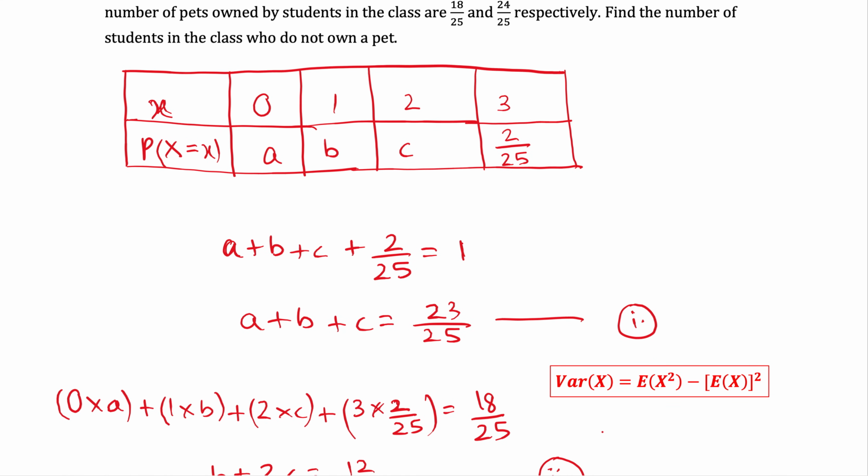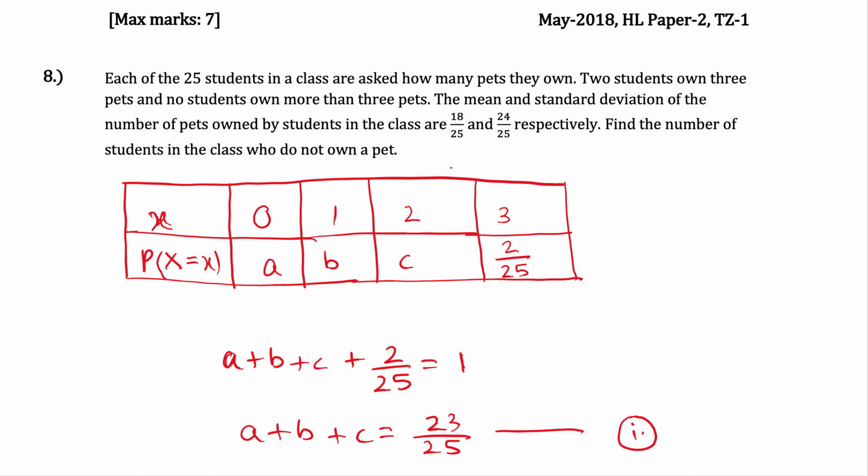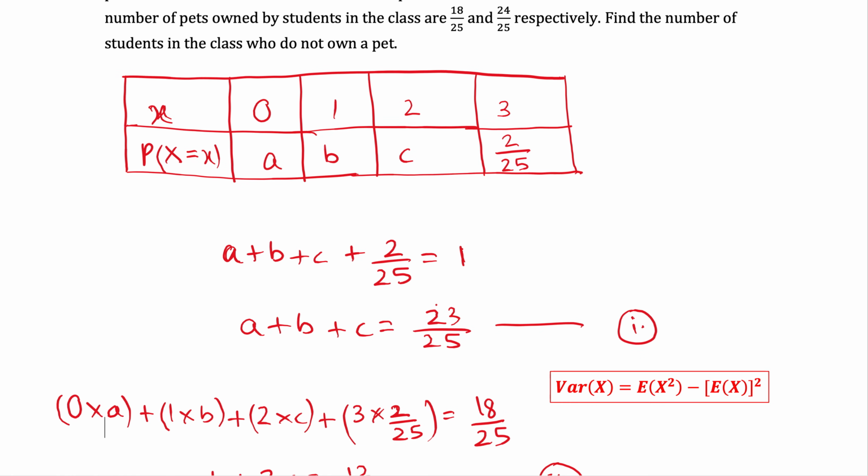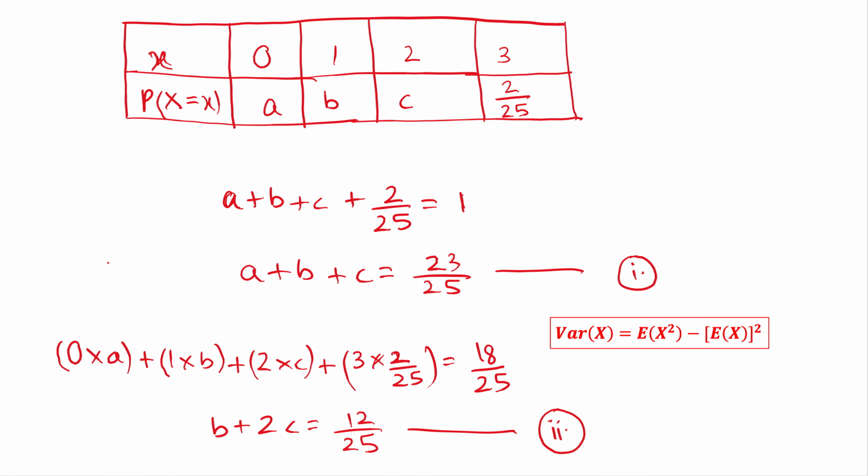Now we know that the mean is 18/25, which is just the expected value of x in this table. So the expected value of x will be given by 0 times a plus 1 times b plus 2 times c plus 3 times 2/25, and this will equal 18/25 as stated in the question. From here this will be 0, this will give us b, this will be 2c, and 3 times 2/25 will be 6/25. Subtract this from 18/25, we will get 12/25. Now we have a second equation in terms of the variables.